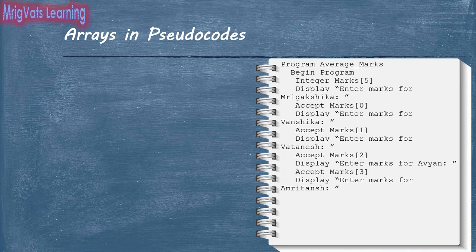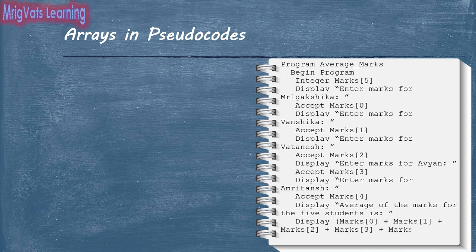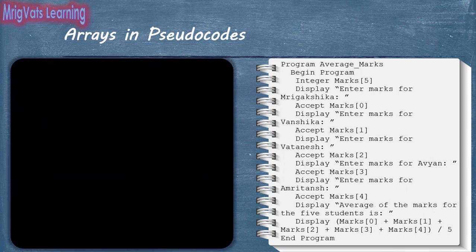for Amritansh, accept marks[4], display average of the marks for the 5 students is, display (marks[0] + marks[1] + marks[2] + marks[3] + marks[4]) divided by 5. End program. Let us now summon our virtual memory board and evaluate the program with a dry run.